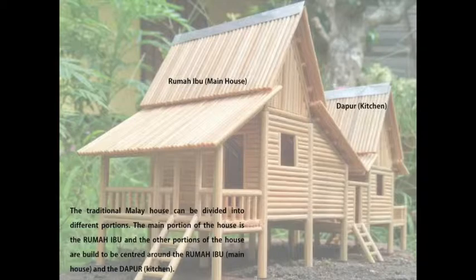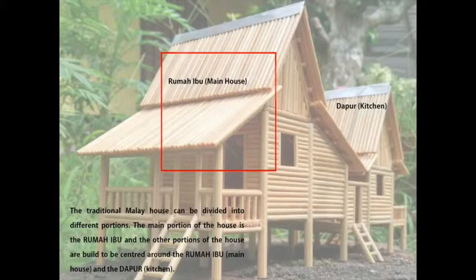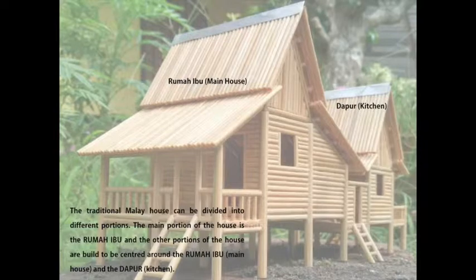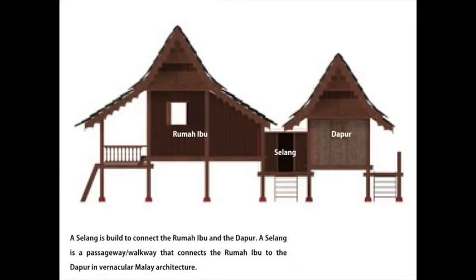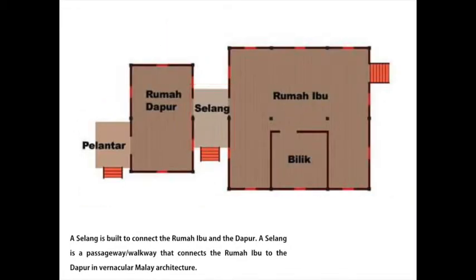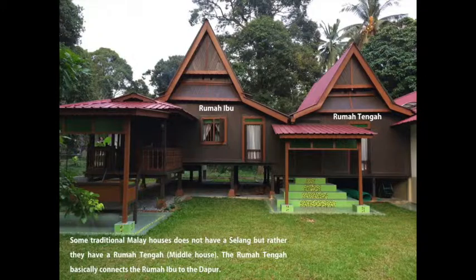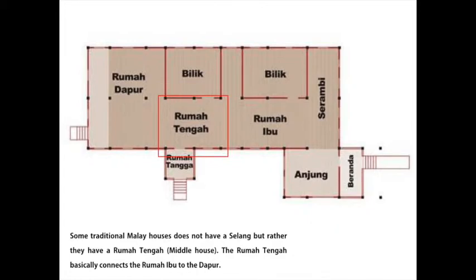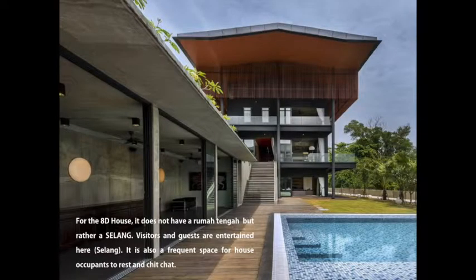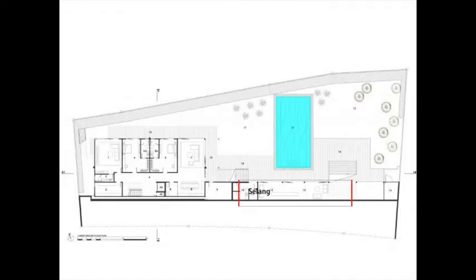The main portion of the house is the rumah ibu, and the other portions of the house are built to be centered around the rumah ibu and the dapur. In Malay vernacular architecture, a selang is a passageway that is built to connect the rumah ibu and the dapur. Some traditional Malay houses do not have a selang, but rather they have a rumah tengah, known as the middle house. The rumah tengah basically connects the rumah ibu to the dapur. The 8D house does not have a rumah tengah but rather a selang.